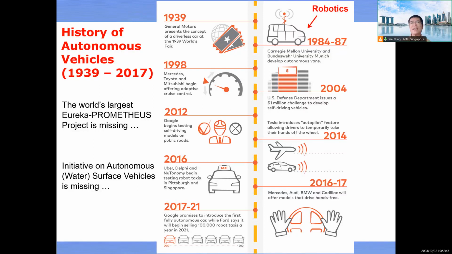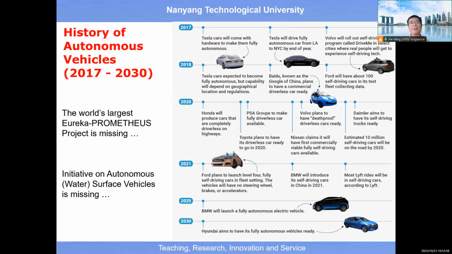So then you see this initiative dedicated to the development of autonomous surface vehicle was also missing in this timeline, right? Then from year 2017 and all the way into the future, for example, into year 2030, right? So these are the timeline, okay, which showing you the objective or the target to be achieved by the company, okay, in the world, right?